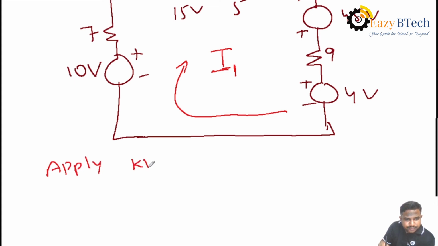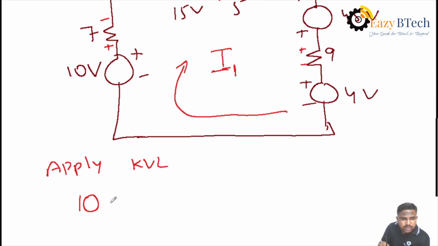Apply KVL to the loop. A single loop is formed. Then the given circuit can be reduced to a single loop, and it is easy to find out the loop current. Simply apply KVL here. The current direction from the 10 volt source is from minus to plus, that is lower potential to higher potential. So 10, take positive 10.